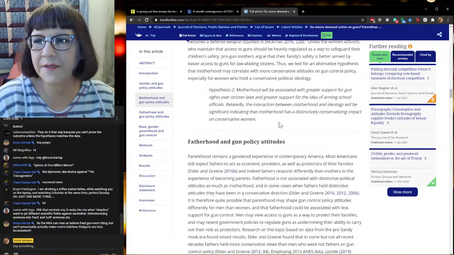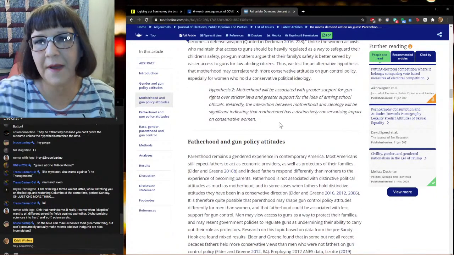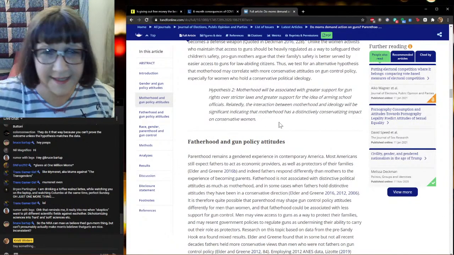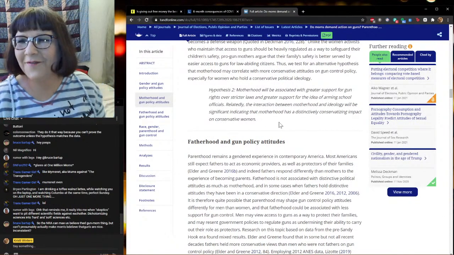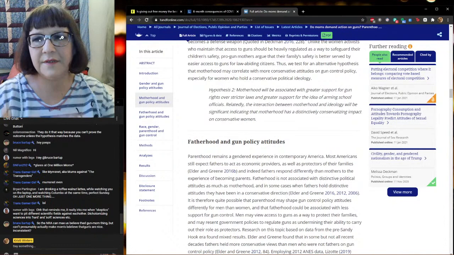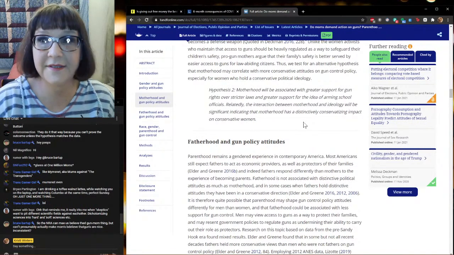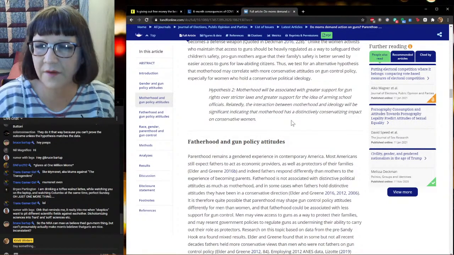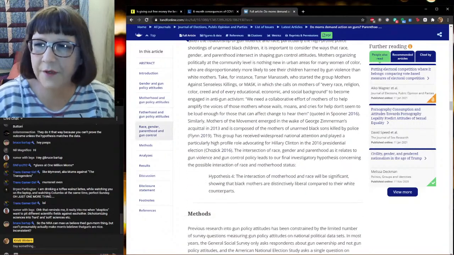Hypothesis 2: motherhood would be associated with greater support, so in other words, a positive coefficient and statistically significant, for gun rights over stricter laws. Relatedly, the interaction between motherhood and ideology, so they're going to use, I think here, an interaction effect, which is intersectionality, will be significant, indicating that motherhood has a distinctly conservatizing impact on conservative women. Then they go through the fatherhood thing.